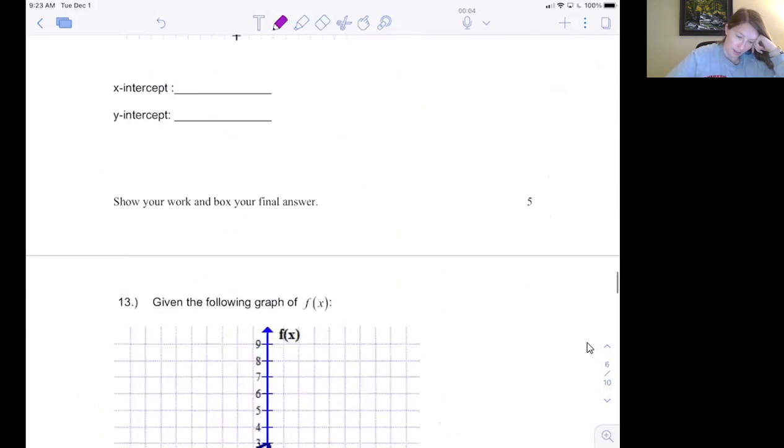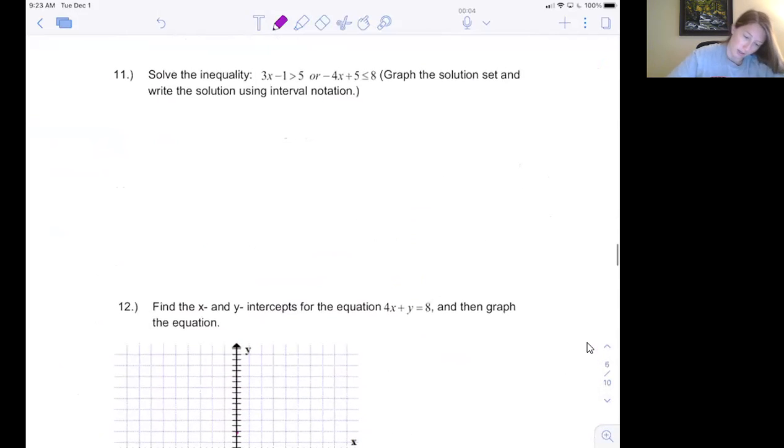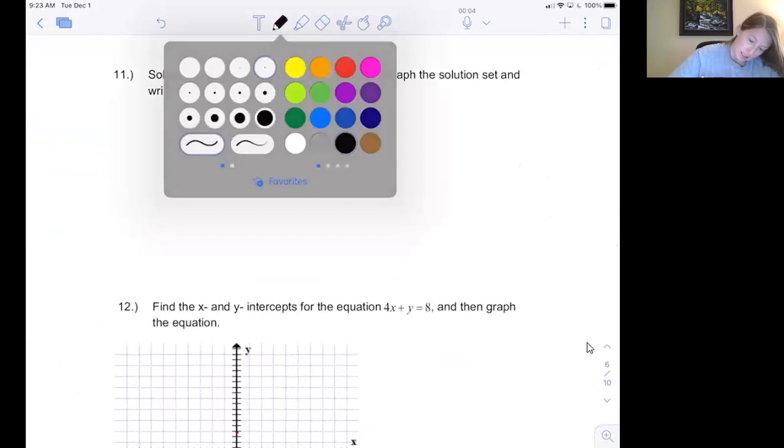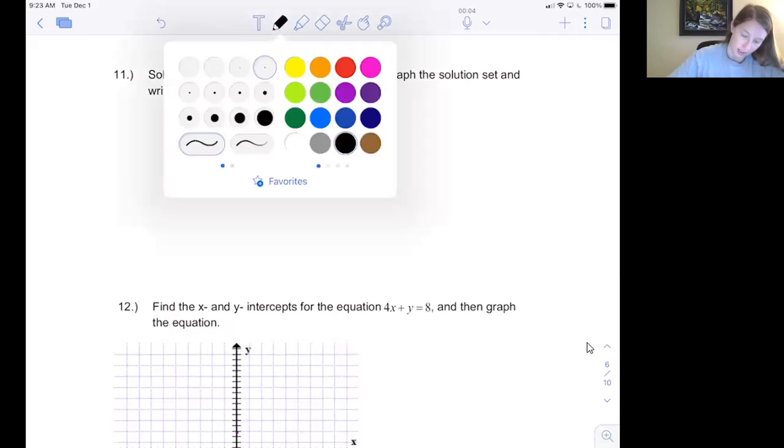So now we're going to do this one, question 11. Same thing, but the only difference is that it has an "or." And I'll explain at the end what that means. So first we're going to go ahead and graph it. If you want to pause and solve these and then press play and see if you got the same solution, that is a great idea.